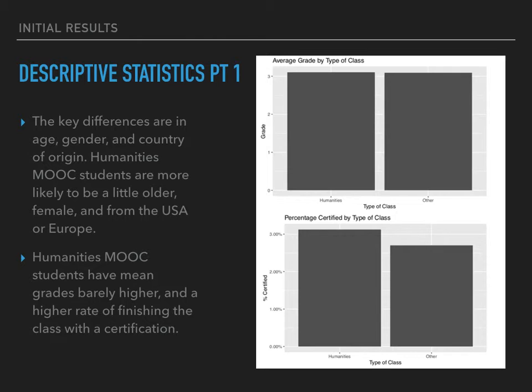Now looking at the percentage certified, humanities again is on top compared to non-humanities students, but there the difference is a bit wider.